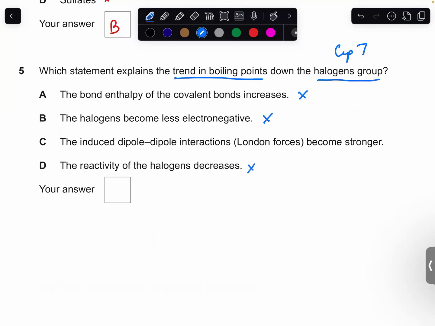If you look at D, is it to do with the reactivity? No, it's not. You see, as you go down the group, there are going to be more electrons within the molecule, which results in greater induced dipole-dipole forces, causing the London forces to be stronger. The answer will be C.